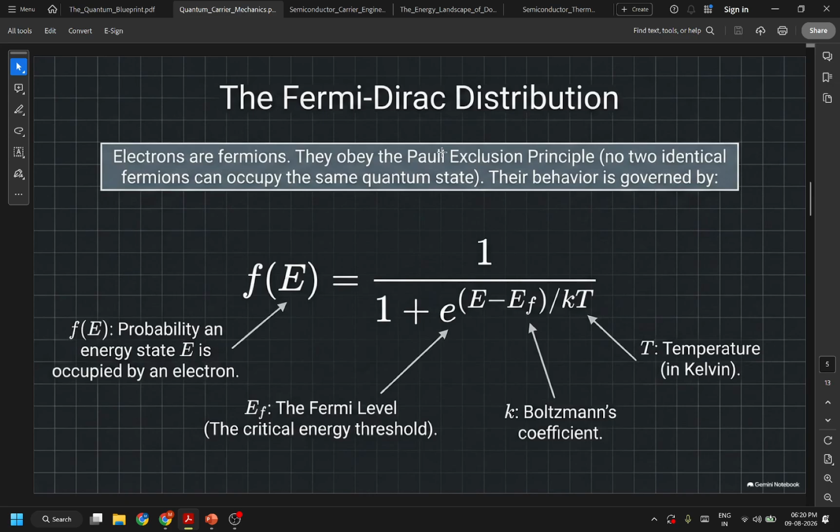Next we come to the Fermi-Dirac distribution. Electrons are fermions. They obey the Pauli exclusion principle, that is, no two identical fermions can occupy the same quantum state, and their behavior is governed by the Fermi-Dirac function f of E equals 1 divided by 1 plus e to the power (E minus Ef) by kT, where f of E is the probability that an energy state E is occupied by an electron, Ef is the Fermi level, which is the critical energy threshold, k is the Boltzmann constant, and T is temperature in Kelvin.